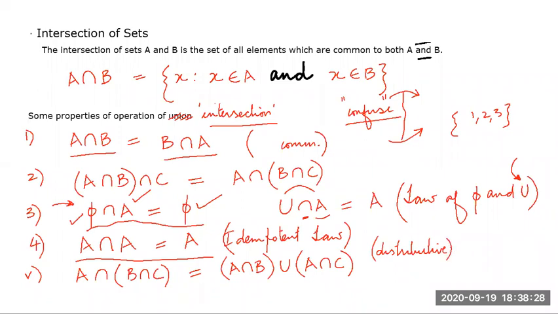Okay. So now you talk about the distributive property, you could say that your intersection is distributive over union. So understanding all this meaning would be taken much in detail tomorrow.